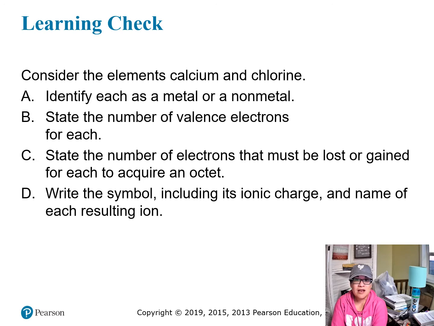Consider the elements calcium and chlorine. Identify them as a metal or nonmetal. State how many valence electrons. State whether the electrons must be gained or lost for each to acquire an octet. And then write the symbol with its charge and the name. So pause and do those things.